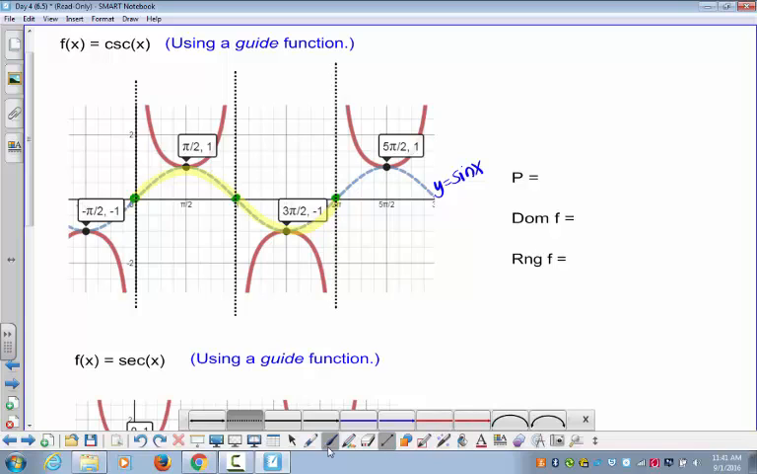Now let's focus on those 2 points. What is the value of sine at pi over 2? 1. What is the reciprocal of 1? 1. So sine and cosecant will share a y value there. And now let's go to 3 pi over 2. What is the value of sine at 3 pi over 2? -1 at 3 pi over 2. The reciprocal of -1 is -1. So sine and cosecant will share a y value at 3 pi over 2.